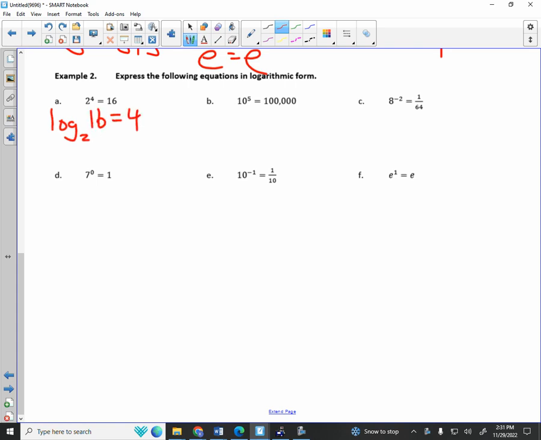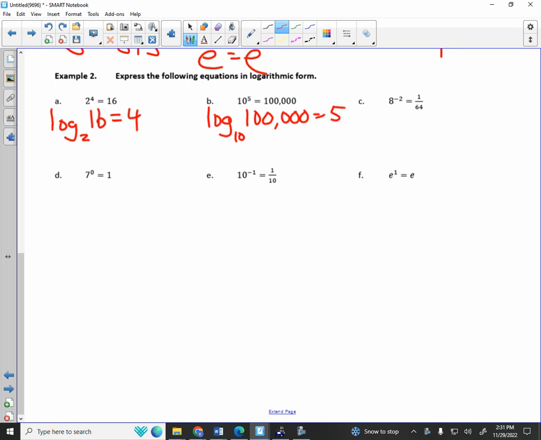So what I always think of is it's easy to figure out where the base goes. I think logarithms solve for exponents. So exponents always go on the end. This would be log base 10 of 100,000 is equal to 5.